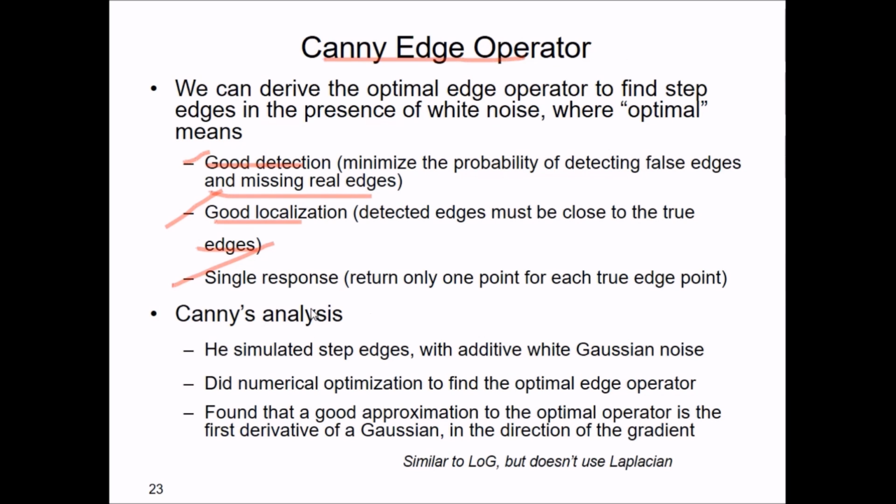So what is Canny's analysis? This was presented in 1986, so it's still young. Canny's analysis is that he simulated step edges with additive white Gaussian noise and did numerical optimization to find the optimal edge operator. He found that a good approximation to the optimal operator is the first derivative of the Gaussian in the direction of the gradient. This is similar to LOG but doesn't use the Laplacian.